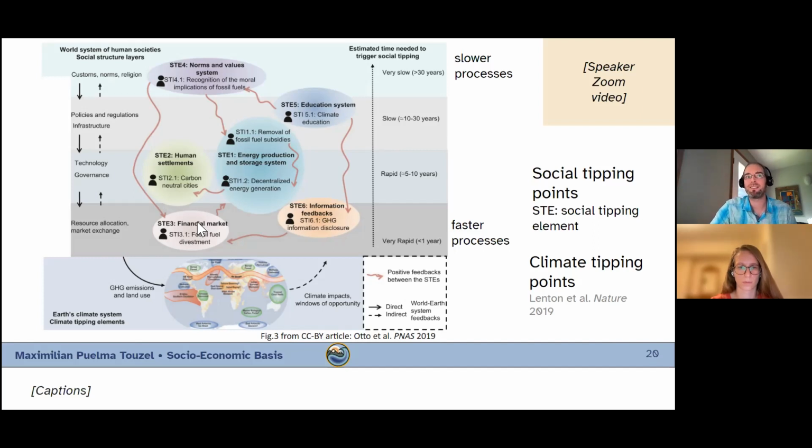These are going to be strong interacting effects between the physical and the social, and there might be tipping points in both. Like people just suddenly say, you know what, I'm not buying in Florida, and then everyone else says they're not buying in Florida, and then no one's buying in Florida, and then what happens to the economy? Okay, I'm not going to go through this because it's dense, but you can check out this paper by Otto et al. in PNAS in 2019.